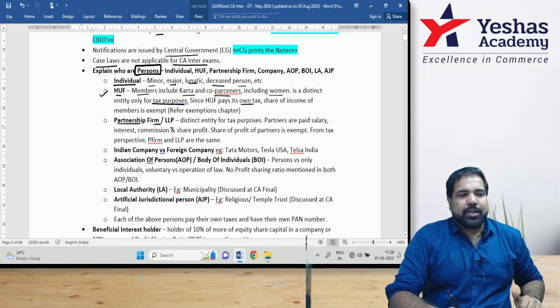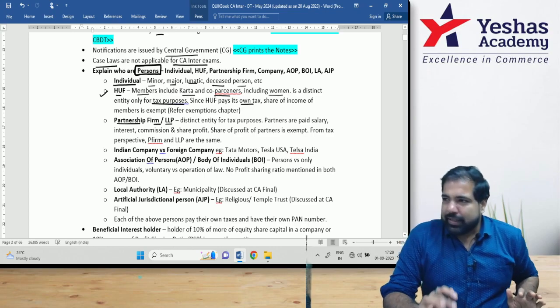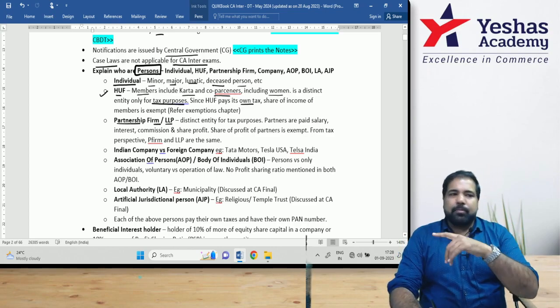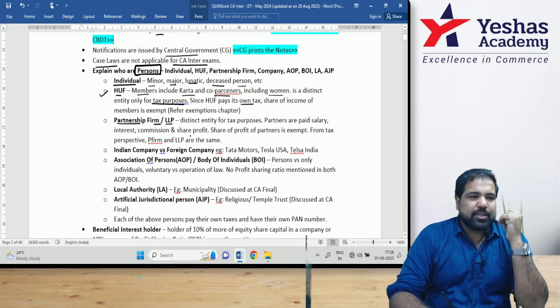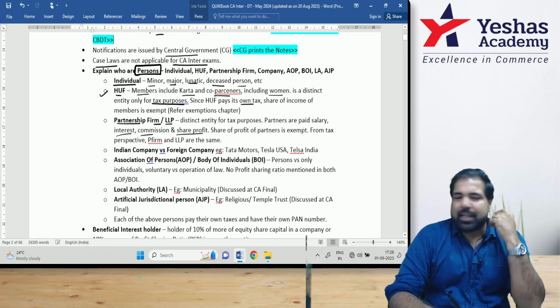Next, partnership firm, guys. LLP, are they different? Yes. But from a tax perspective, the same. Guys, each will have its own PAN and they will pay their own taxes. What about share of profit and all? We'll see ahead as we move.